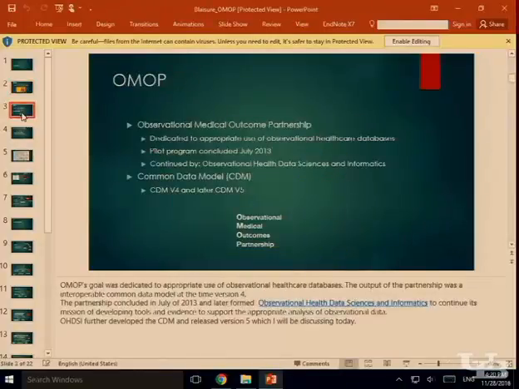So OMOP's goal was dedicated to appropriate use of observational healthcare databases. The output of the partnership was an interoperable common data model, at the time version 4, and then that concluded July 2013, where the Observational Health Data Sciences and Informatics group picked up the data model and released version 5. The Observation Medical Outcomes Partnership, that's what OMOP stands for, I'm sorry, I couldn't tell you that. And then going forward, we will be looking at the version 5 model.